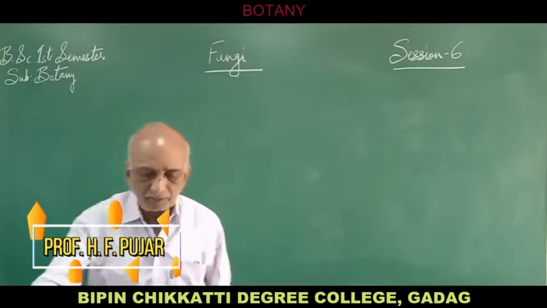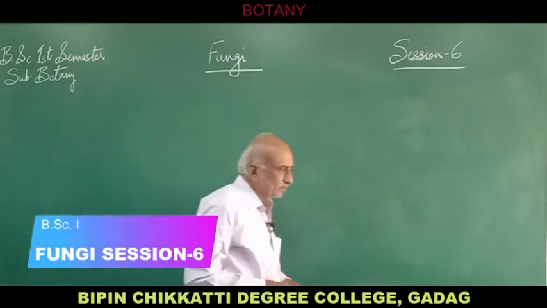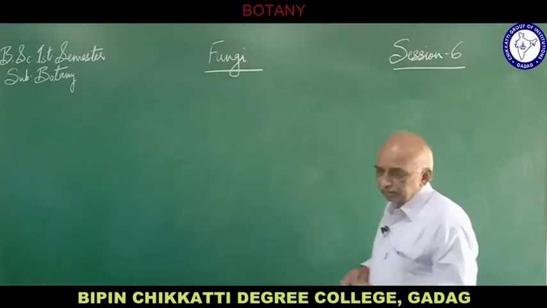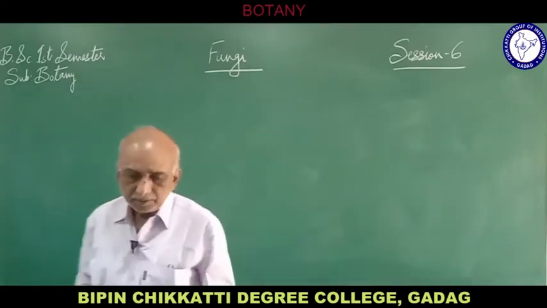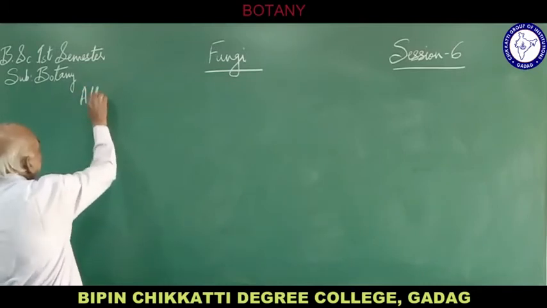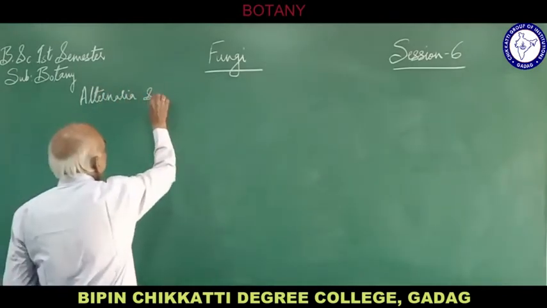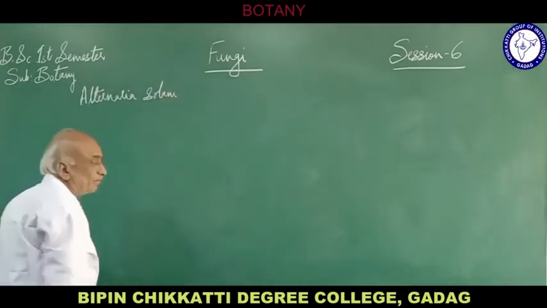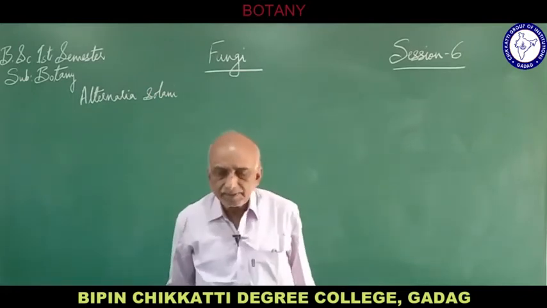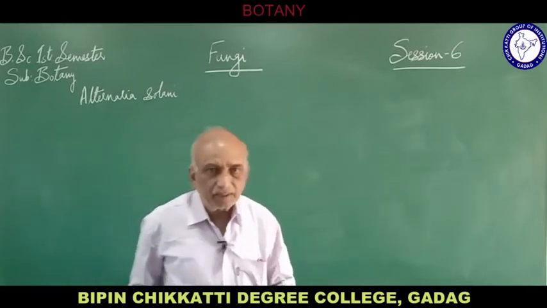In the fungi, we have already studied various types of organisms like Rhizopus, Penicillium, then Puccinia and Agaricus. So now there is one simple example which actually comes under Deuteromycetes called Alternaria solani. Alternaria solani is an obligate parasite which causes a disease.